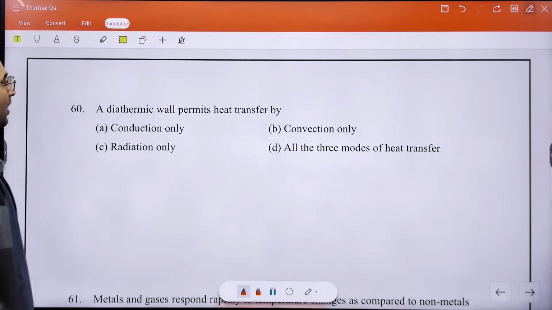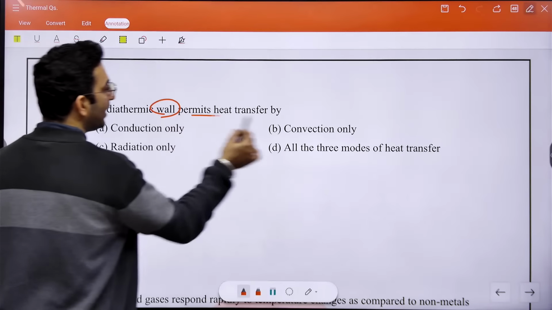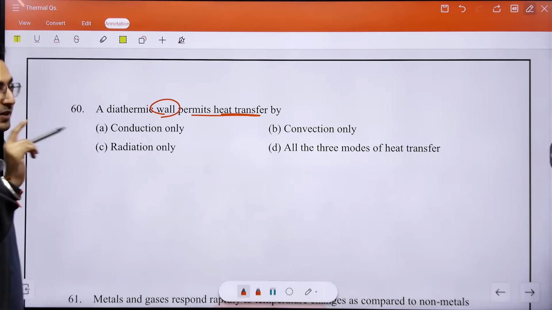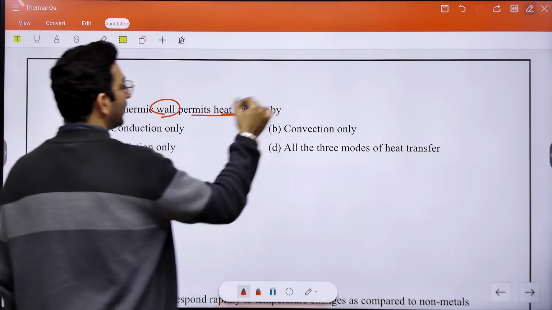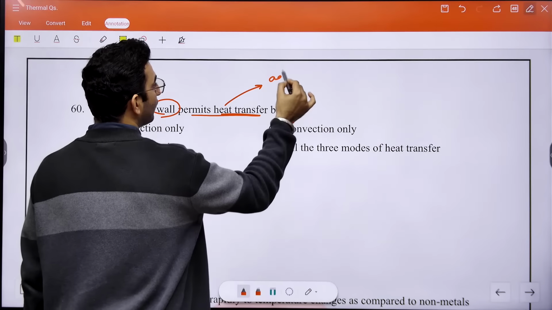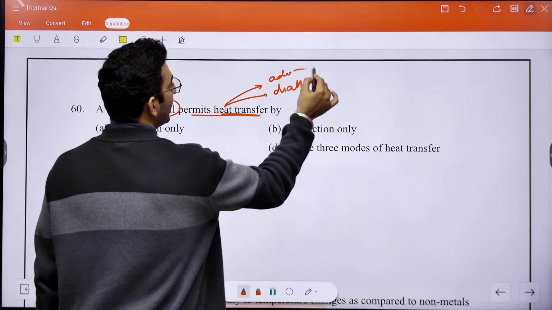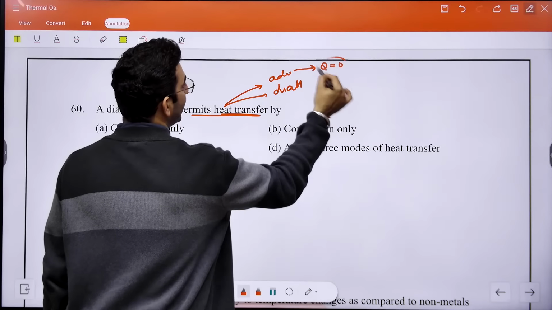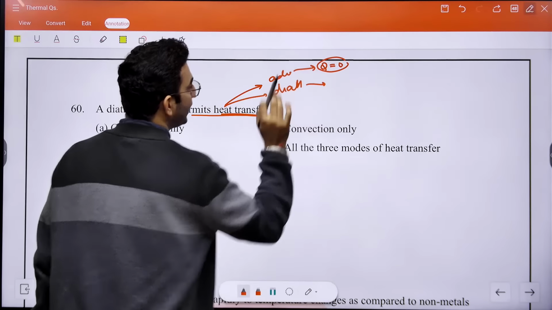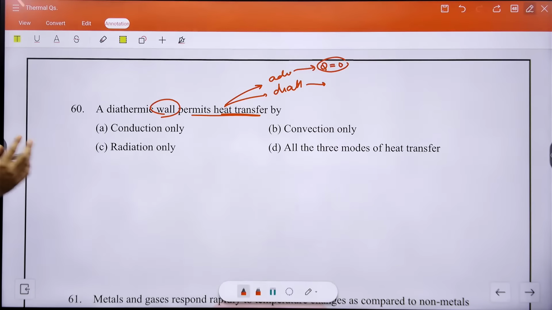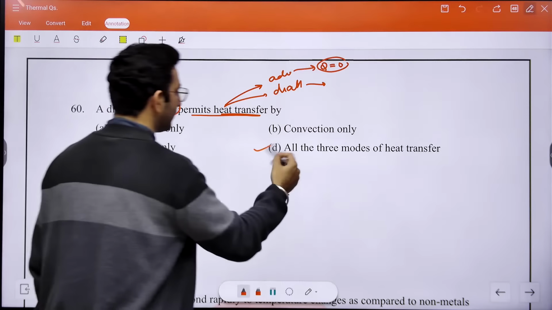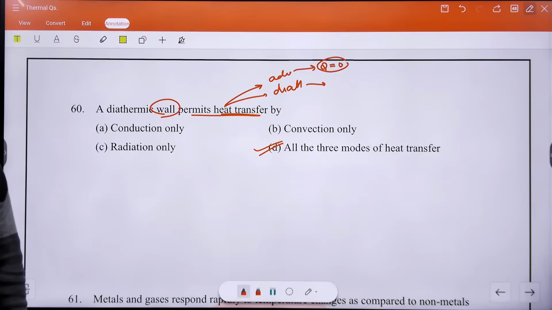Next, a diathermic wall permits the heat transfer by. Remember that heat transfer can take place through the adiabatic wall, and it can take place through the diathermic wall. Adiabatic wall simply means Q is going to be 0. There won't be any heat transfer. In the case of diathermic wall, heat transfer may take place by any mode of heat transfer there.